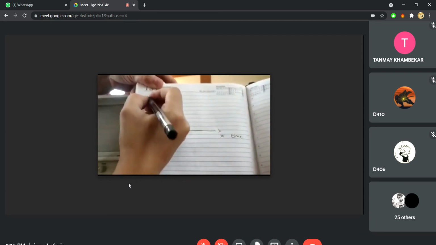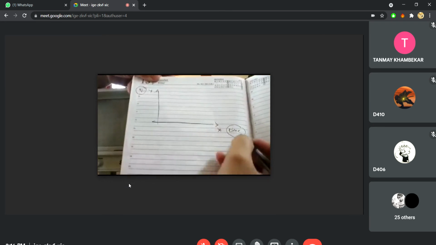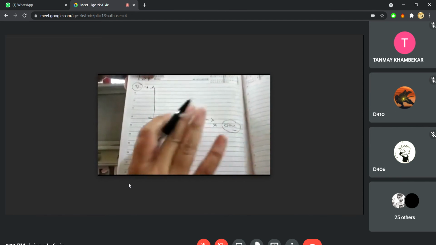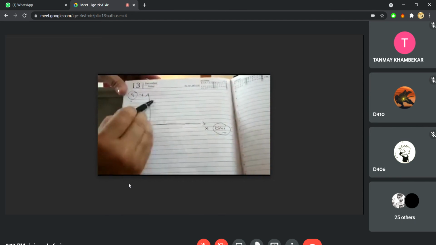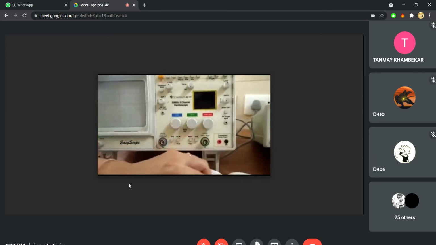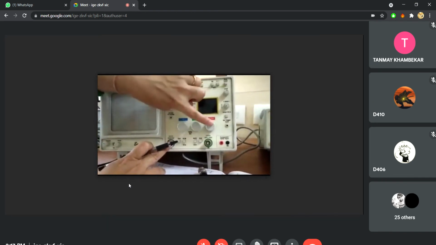Okay, so we have to measure the magnitude as well as frequency. For frequency, we will first calculate the time and then we will just take the inverse of that to get the frequency. So there will be two controls. I will be giving the signal to channel 1. This control I will be using for magnitude, and this is for the time.